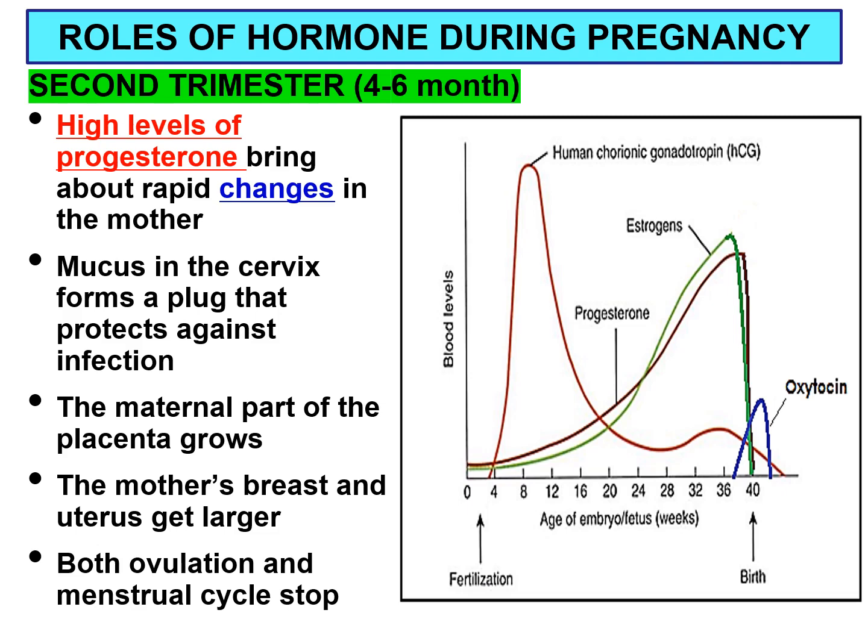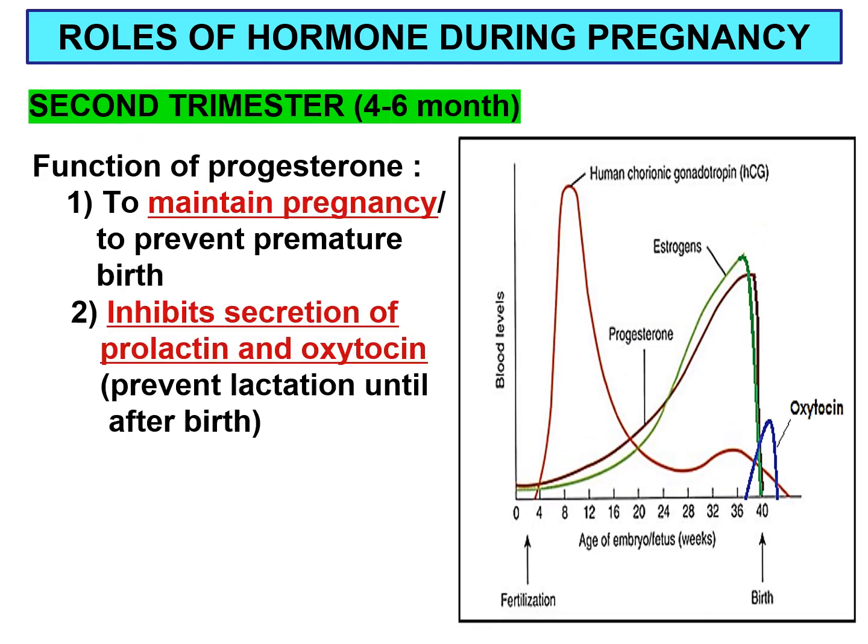Both ovulation and the menstrual cycle will stop. The high levels of progesterone in the end will stop the ovulation and the menstrual cycle. So the function of progesterone is to maintain pregnancy, to prevent premature birth, and to inhibit secretion of prolactin and oxytocin. Secretion of prolactin and oxytocin should actually occur at the end of pregnancy or during parturition.